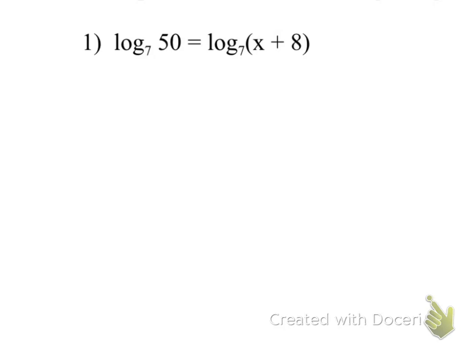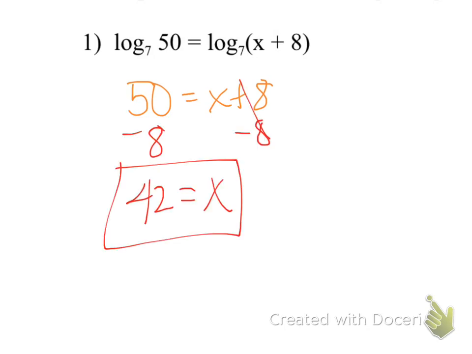So in this first problem, log base 7 of 50 equals the log base 7 of x plus 8. Well, I have the log base 7 equal to the log base 7, so that means 50 has to equal x plus 8. And now I can just solve that equation for x, and I get that x equals 42.